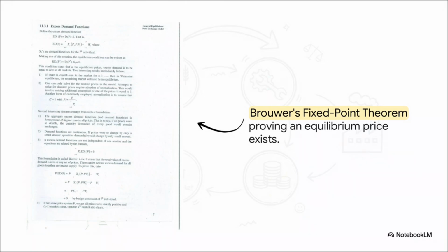Notice how the continuous function curve perfectly intersects the 45-degree line. That specific intersection represents a fixed point. And that intersection is the ironclad mathematical guarantee that a set of equilibrium prices definitely exists in our model. If the curve is continuous, it literally must cross that line.